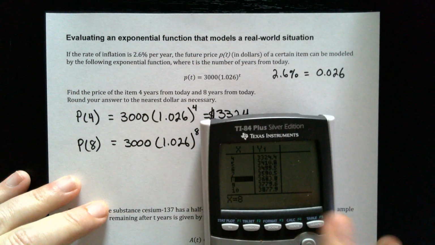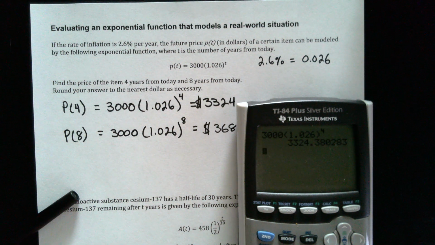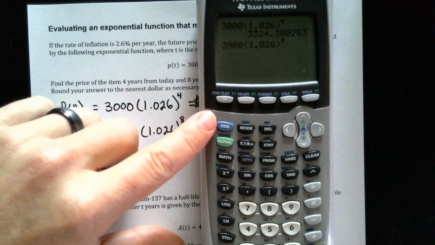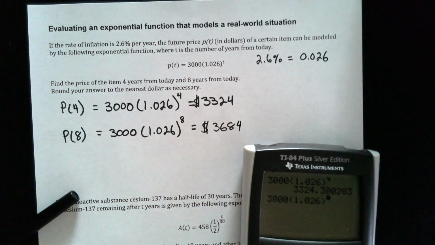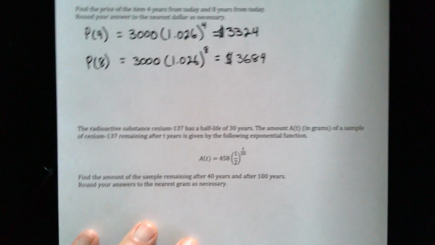I'll also show you how to find the values just by typing it in on the regular part of your calculator. I would type 3,000 parentheses 1.026 close parentheses, and then raise it to the 4th. Notice it gives me the same answer. If you wanted to raise it to the 8th, the little trick I just did was second enter, which brings up the last thing you typed so you can edit it. I can change it to an 8th, and there's my other answer. So two different ways of getting that. All right, let's look at this other problem really quick.